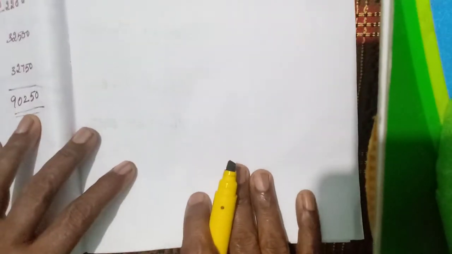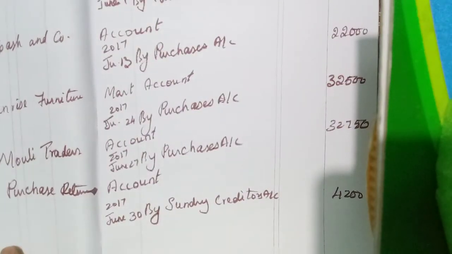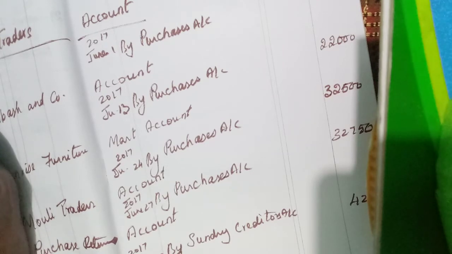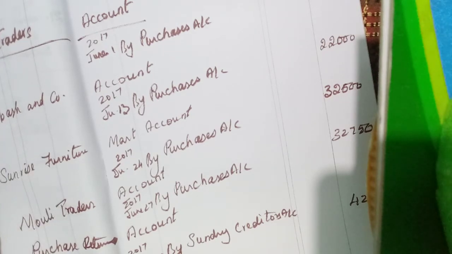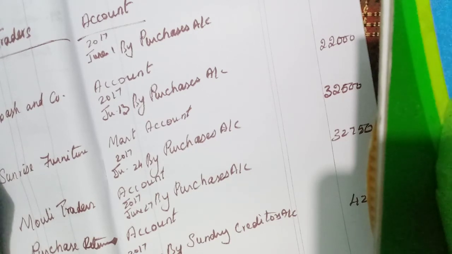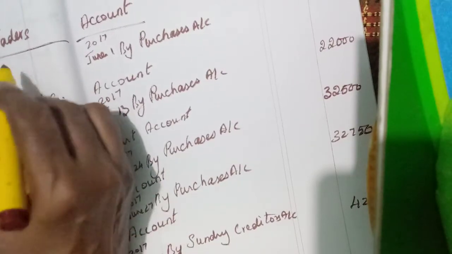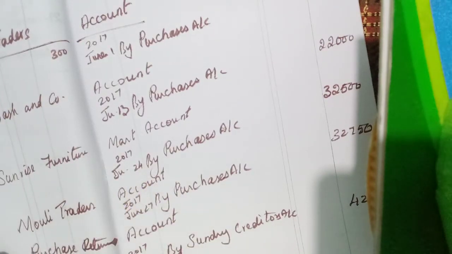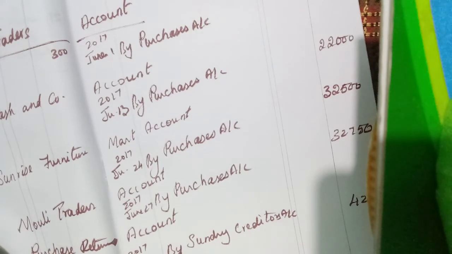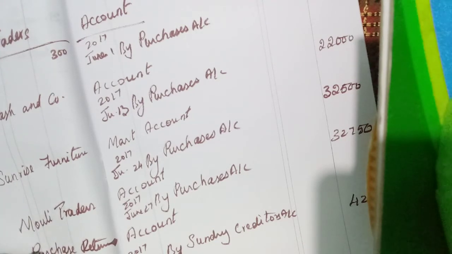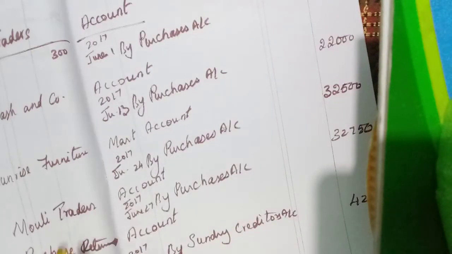Okay, now Value Traders account. What we should write? In Value Traders we should write to purchase returns account. Date 2017 June 21. Amount 300. Okay. And Sunrise Furniture Mart, same. 2017 June 29 to purchase returns account. You have to write to, okay. 3,900.